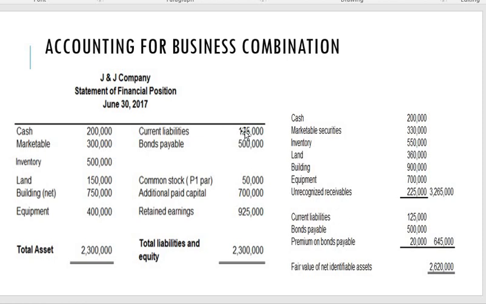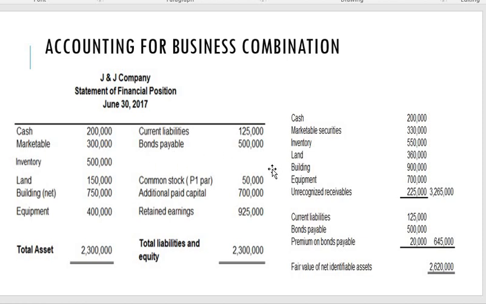Our current liabilities are at fair value, so there is no difference between book value and fair value. Only our bonds payable have a fair value of 520,000, so there is a premium on bonds payable of 20,000. So it is undervalued by 20,000. That is why your total liabilities is 645,000. Those are the accounts whose book value and fair value differ.